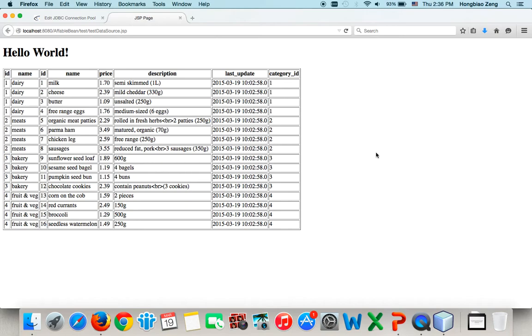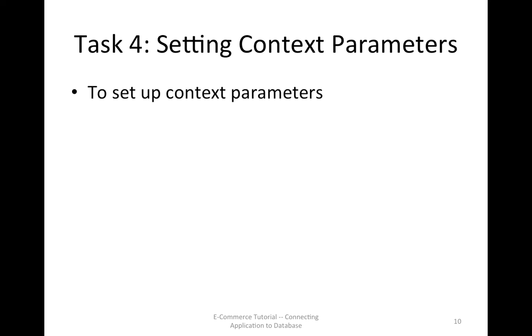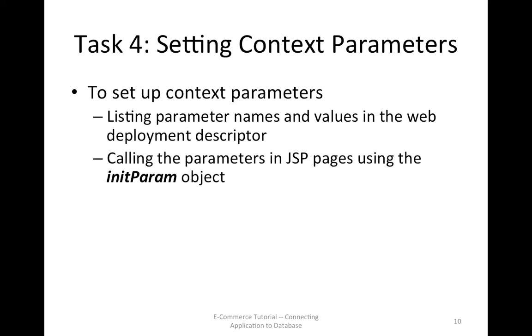Okay, so we successfully finished this task. Task 4 is setting context parameters. To set up context parameters, we need to do the following two things. First, list parameter names and values in the web deployment descriptor. Second, call the parameters in JSP pages using the initial parameter object.